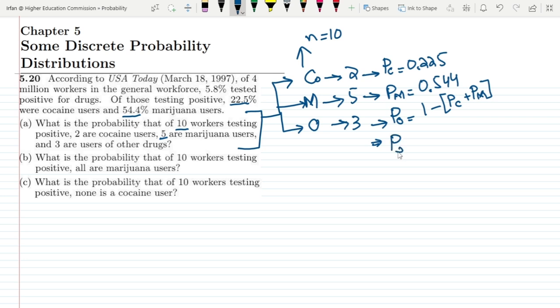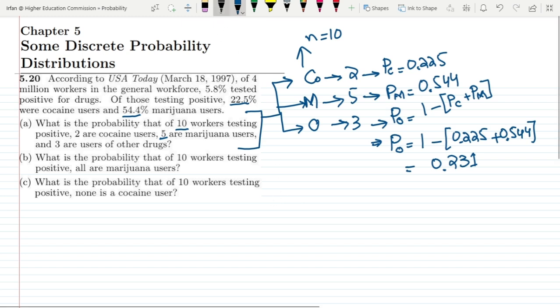Let me calculate it. P of O would be 1 minus P of C, 0.225, plus 0.544. Okay, so it would be 0.231. Okay, so here we have this. Now on the basis of it, we want to find out the probability, and here again we have to use the multinomial probability law. So let me calculate the probability that we will have 2 cocaine users, 5 marijuana, and 3 other users.